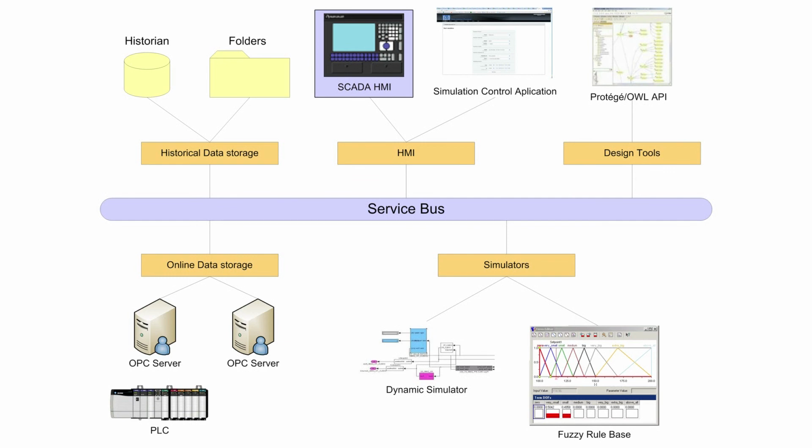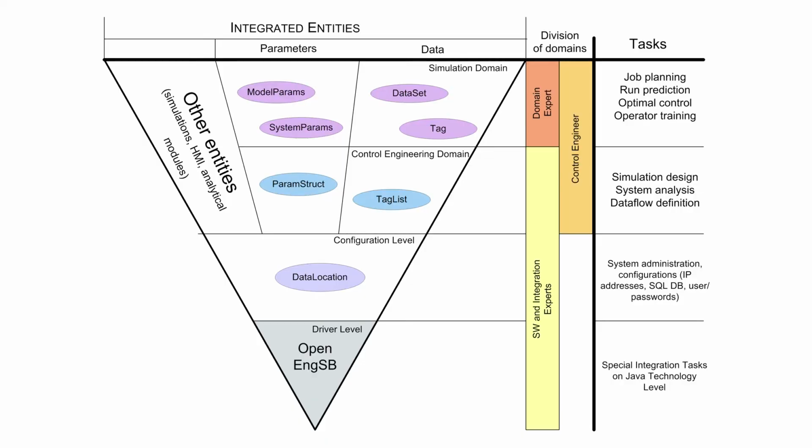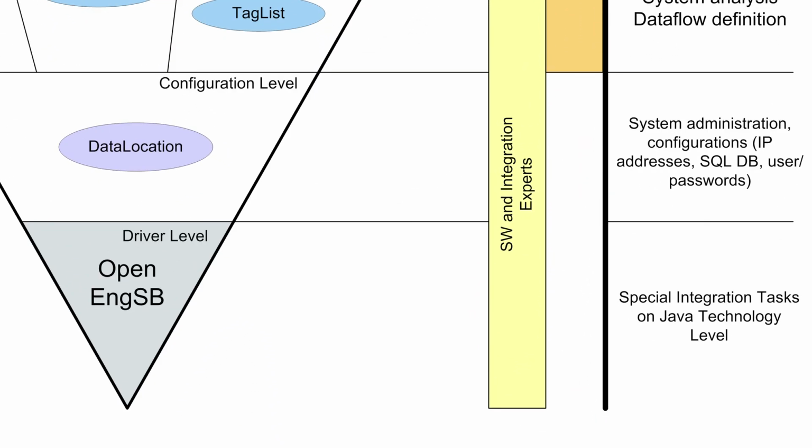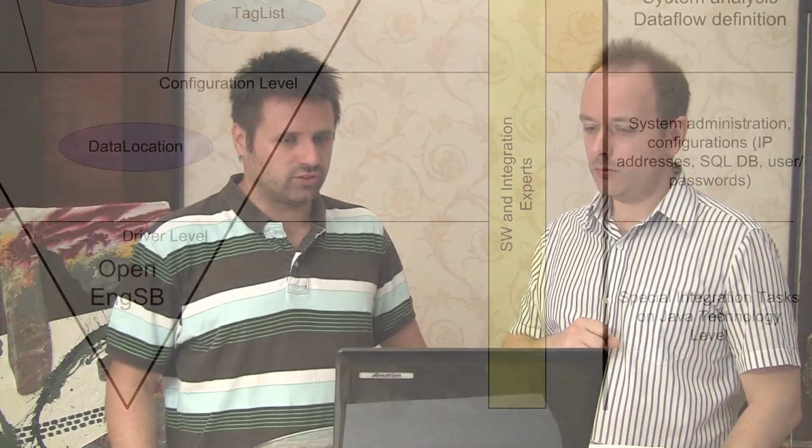Let's have a quick overview over the system architecture. On the bottom is the Open Engineering Service Bus. So I see that you use the Open Engineering Service Bus as a foundation, as integration platform, but you need a lot of extensions to get your system done. The Open Engineering Service Bus, developed here at Technical University in Vienna, is used as a core of the system.